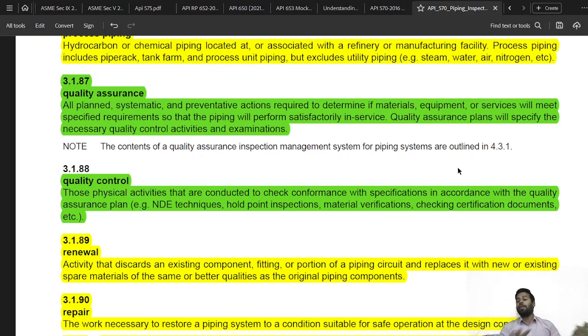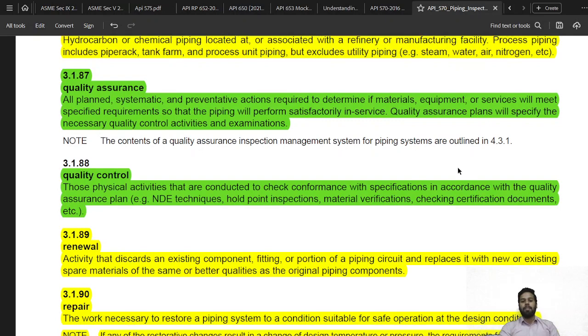Quality control is going to be a reactive action, where once everything is done, you'll check if it was as per the requirements that were laid down before in the quality assurance plan. So quality control is the physical activities that are conducted to check the performance against the specification in accordance with the quality assurance plan: non-destructive techniques, hold point inspections, material verification, checking the certification documents, etc.